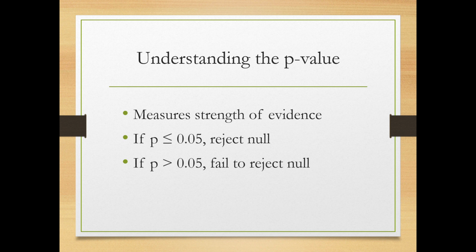The p-value tells you how strong the evidence is. If the p-value is less than 0.05, you reject the null hypothesis. Your result is statistically significant. If it is higher, there is not enough evidence to reject the null. So you should remember that if the p-value is less than 0.05, it means that you should reject the null.